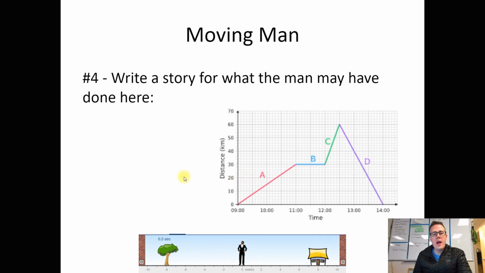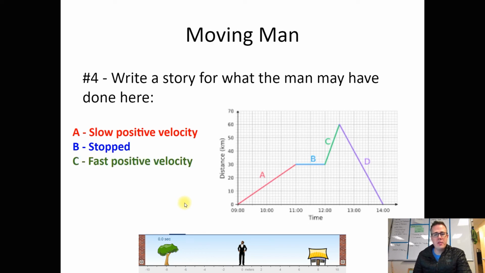So whatever you put for A, you should have some sort of slow positive velocity. The man's moving away from the 0 mark in the positive direction. For B, you stopped for some reason. Then for C, there should be fast positive velocity. He went really fast, we know that because it's a steep slope. And then for D, negative velocity that's also relatively fast, so returning back to where he started.